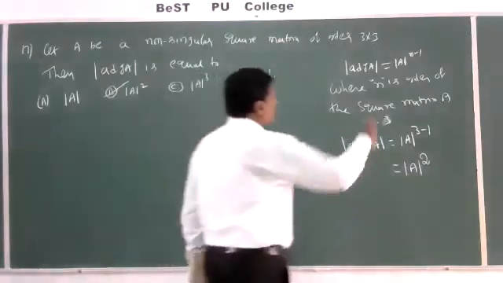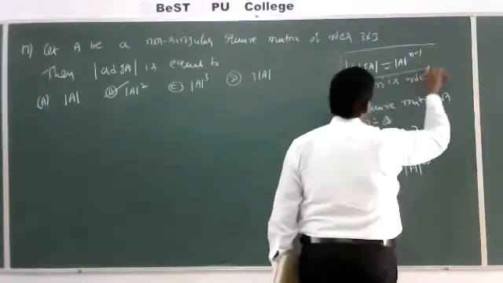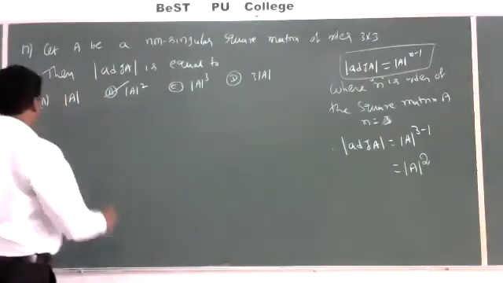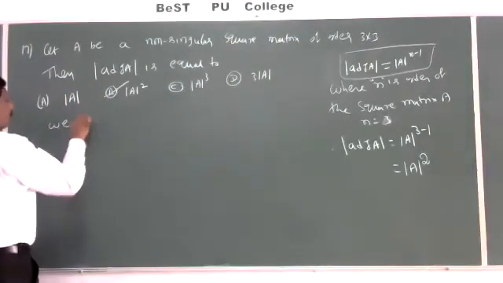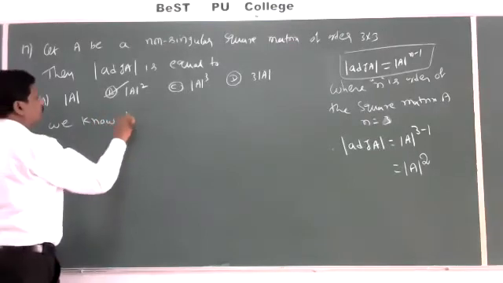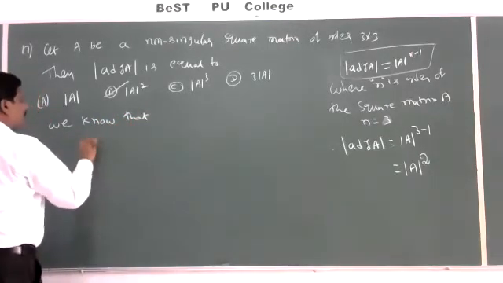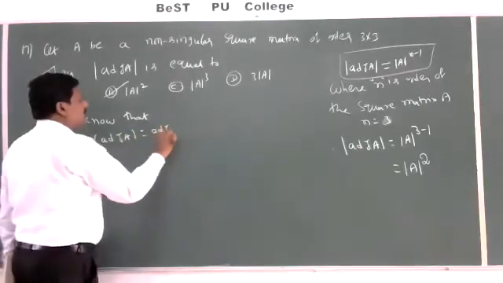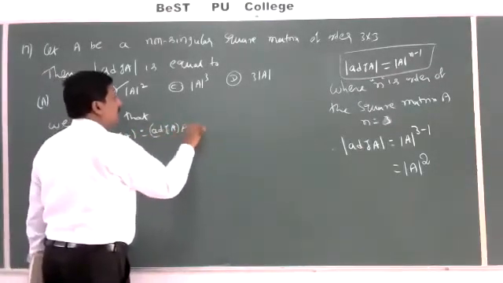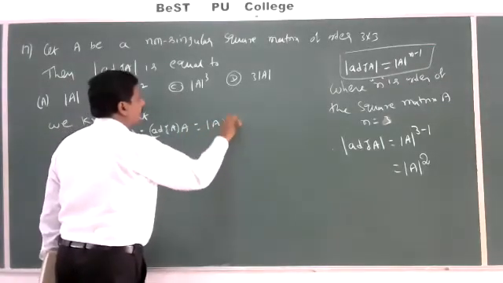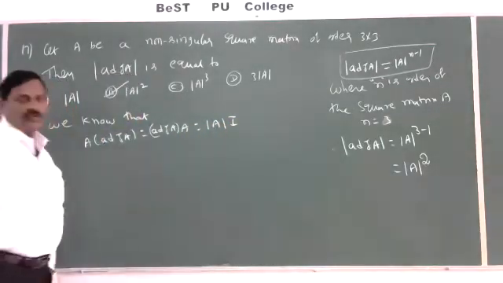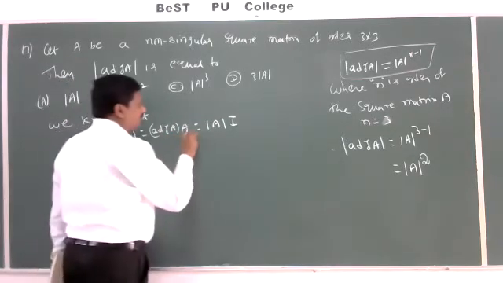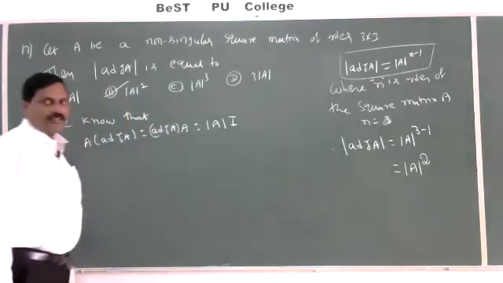For this formula, a proof is also there. If you want, note down that proof. Already we proved one theorem. We know that A into adjoint A equals adjoint A into A equals det A into I.